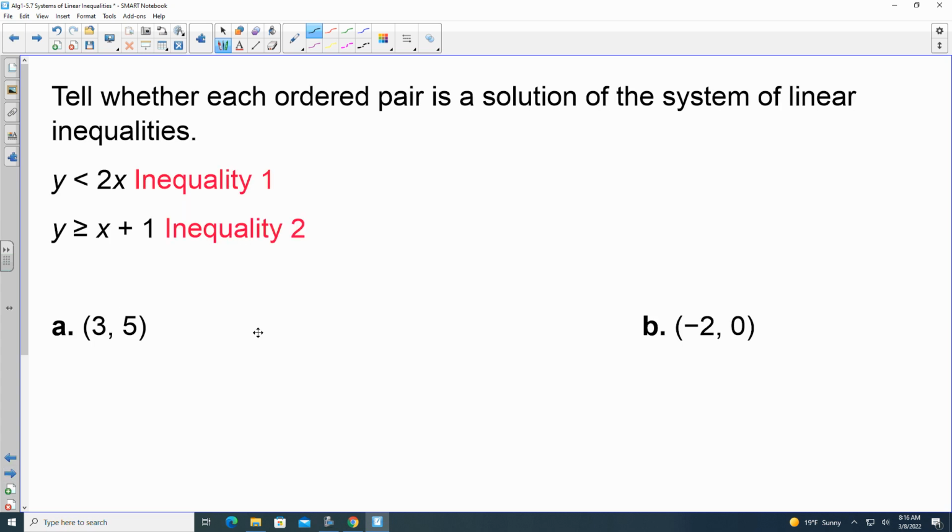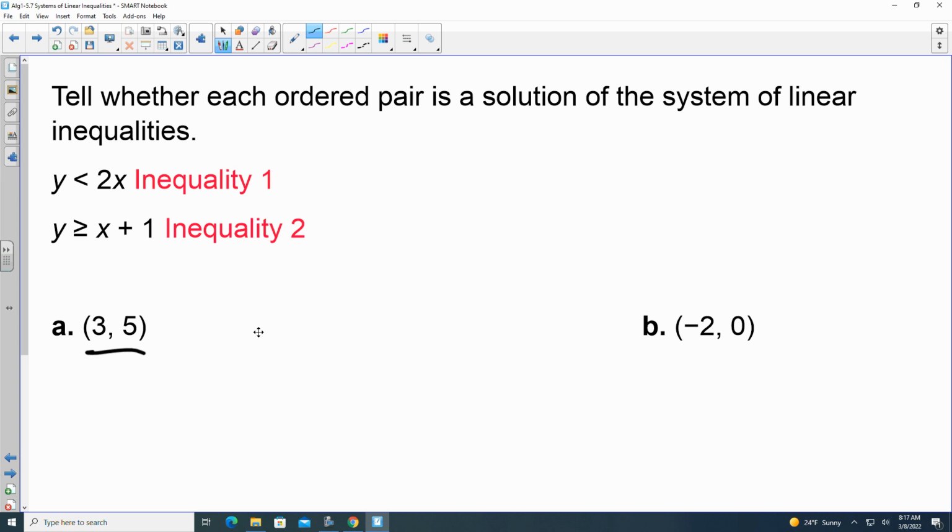For starters, just like what we did with the systems of linear equations, we're going to look at a single ordered pair to see if it is in fact a solution or not. Just like with the system, as long as it satisfies both equations like it did early on in the chapter, the same idea is what will work in this section. It has to satisfy both inequalities in order for it to be a solution.